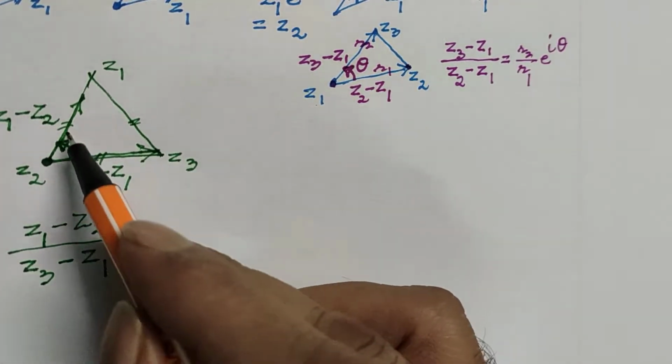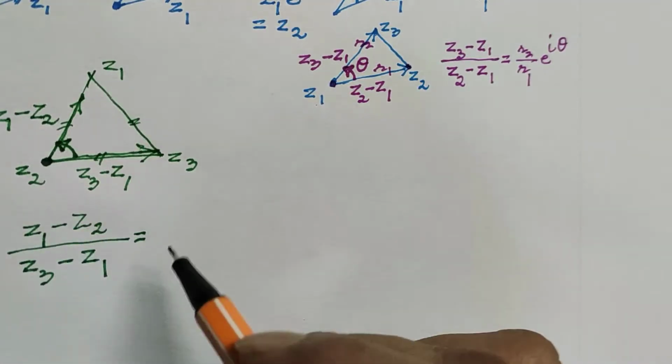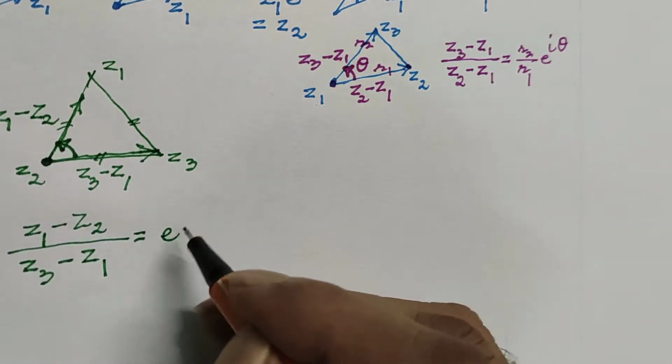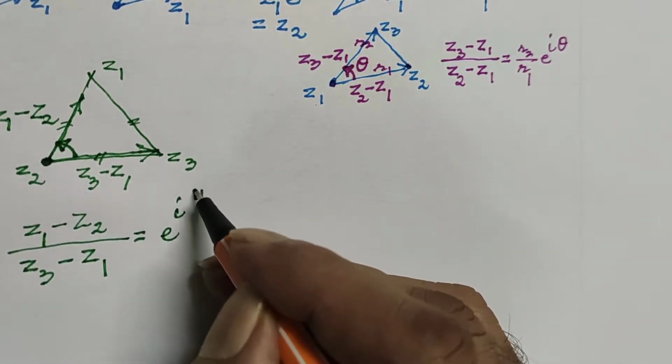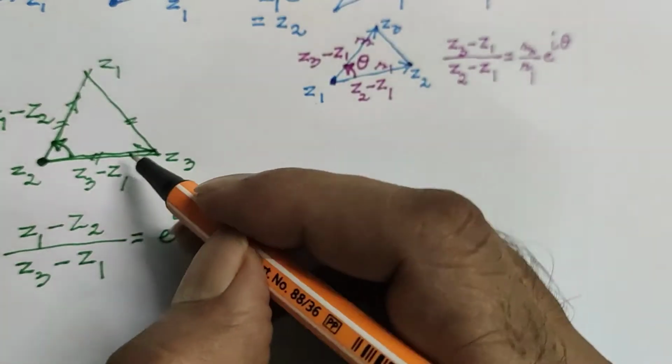is equal to, first, the ratio of the lengths of their sides. Both the sides are equal, so that will become 1, and the angle is pi by 3. So e^(i pi by 3). This is our complex equation. Now let's look at another side, this angle.